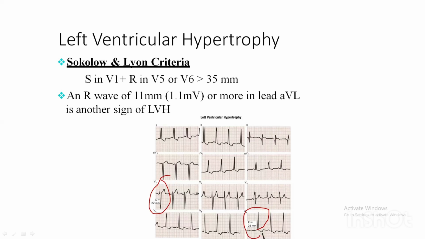Got it? There are other signs also, because we can see there is T wave inversion here, but we have not discussed it now. But they also occur while there is left ventricular hypertrophy, called strain pattern.